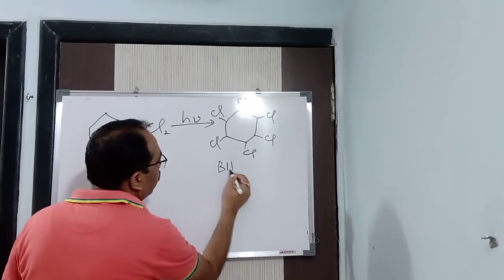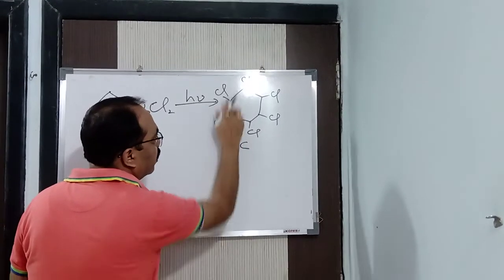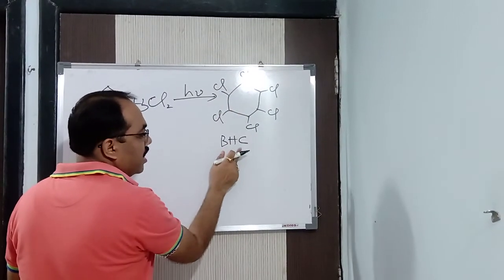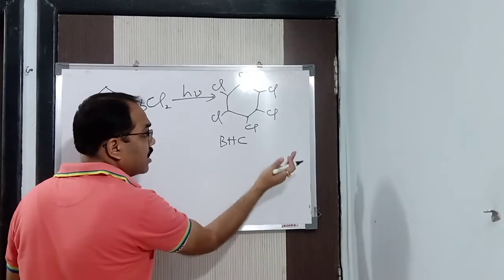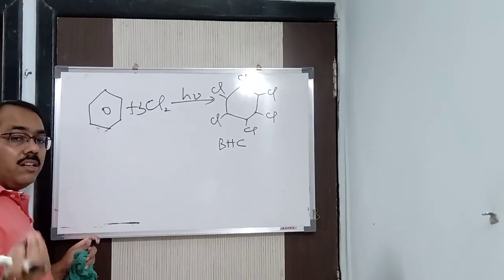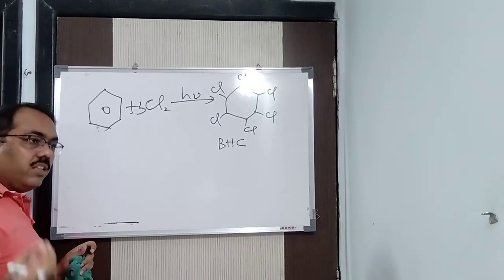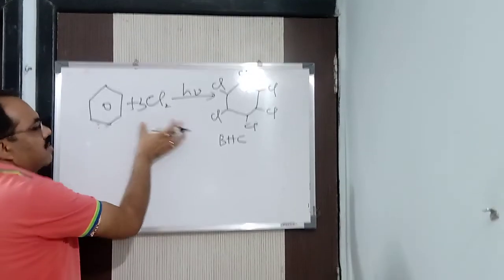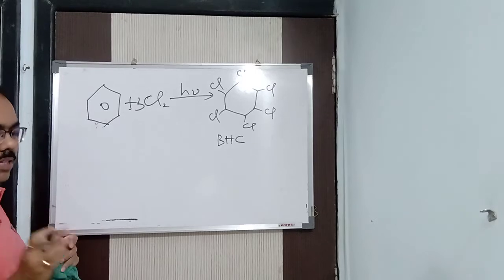BHC, benzene hexachloride, is also known as lindane or gammaxane. What is gammaxane used for? It is used to kill red ants and insects. We can say it is also an insecticide. So in this way, this is a preparation of BHC, that is gammaxane.